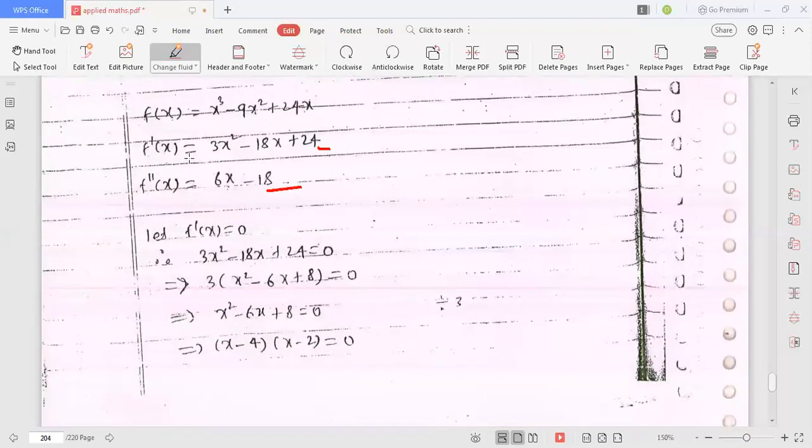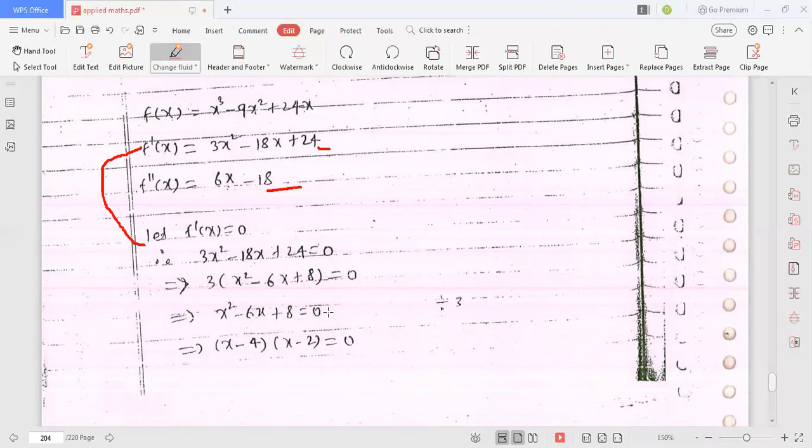So here we have to consider this f dash x. Let f dash x equal to 0. That you have to consider. This is not given. We have to consider f dash x equal to 0. So here we are getting a quadratic equation. Here 3 can be taken common from this expression, so we get x square minus 6x plus 8 equal to 0.